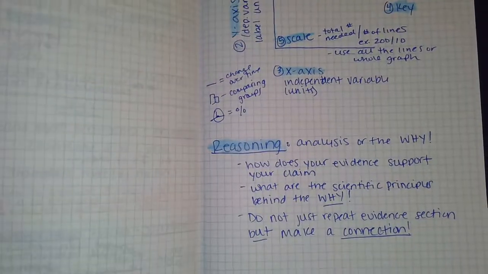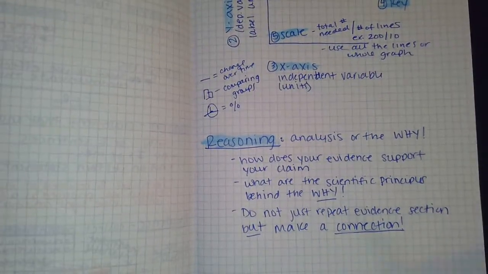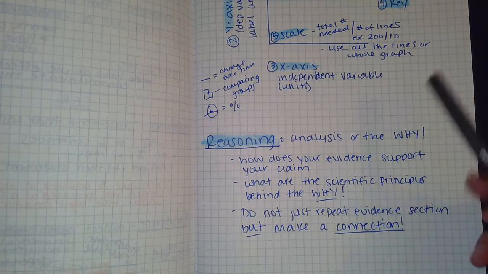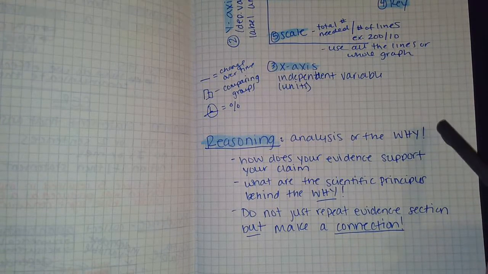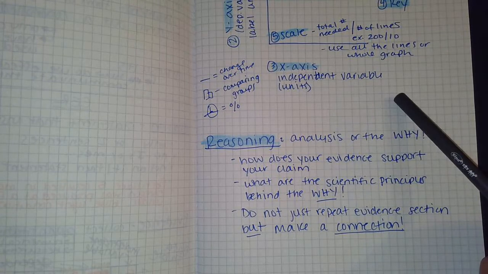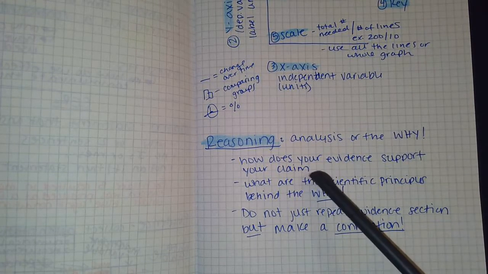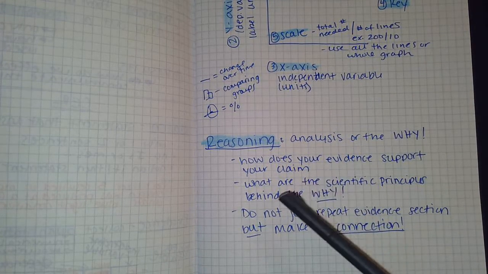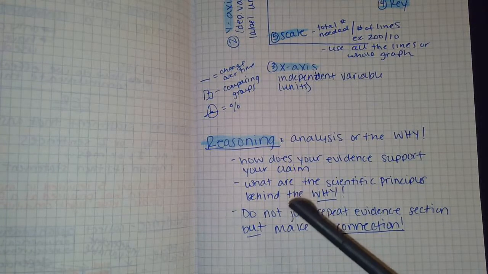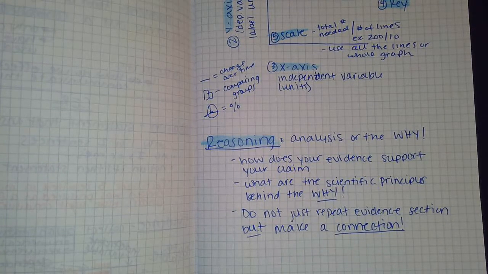Then comes down to your reasoning section. And this is what's going to be the most work. It's going to be the most practice. But this is the analysis or the why. So not only did you write your claim, you collected your evidence, but how does your evidence actually support your claim? What are the scientific principles behind the why?